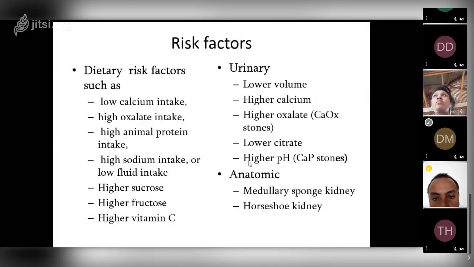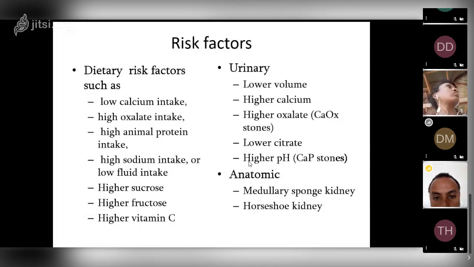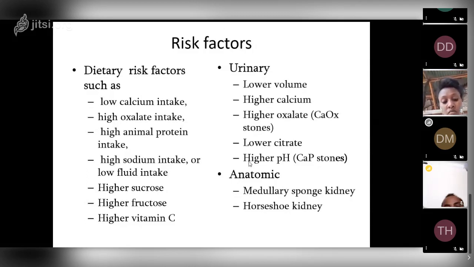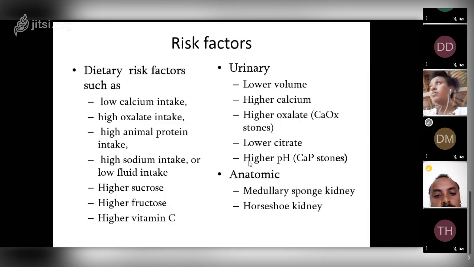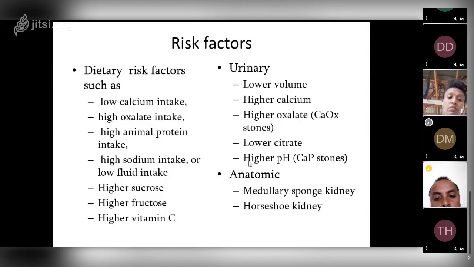When you look at the risk factors, there are different risk factors that lead to renal stones. Some of these are dietary risk factors such as low calcium intake, high oxalate intake, high animal protein intake, high sodium intake, low fluid intake, higher sucrose, higher fructose, and higher vitamin C. The urinary factors are low urinary volume, higher calcium or hypercalciuria, higher oxalate, lower citrate, and higher pH.